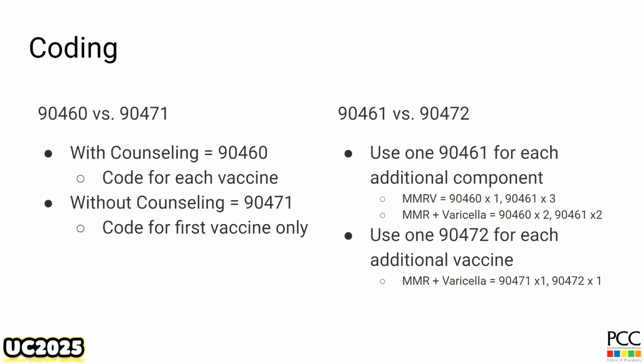The other thing to remember is your 90460, and I'm going to shorten those down, so it's the 460 and the 471s. That's with counseling, without counseling. And then when to use the 461 versus the 472s. With counseling, for MMRV, it's 90460 and then the three components. But if you're doing it without counseling, it's 90471 and 90472. So it just doesn't follow that conventional thinking.